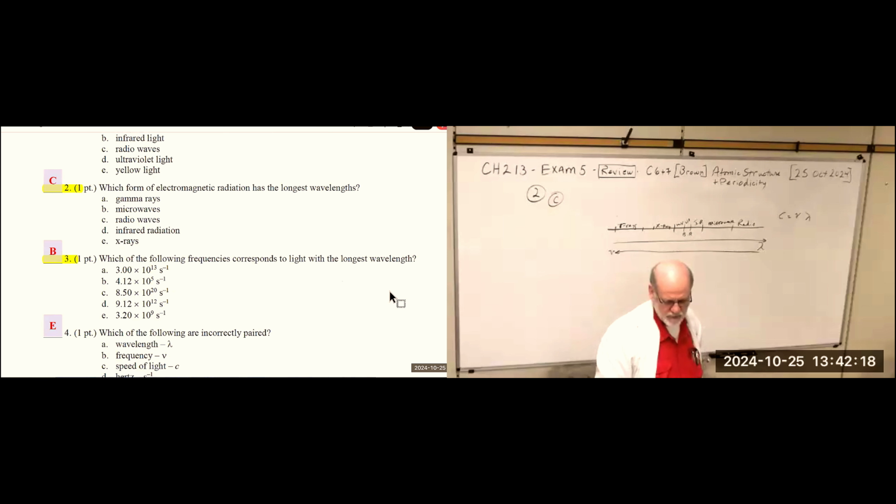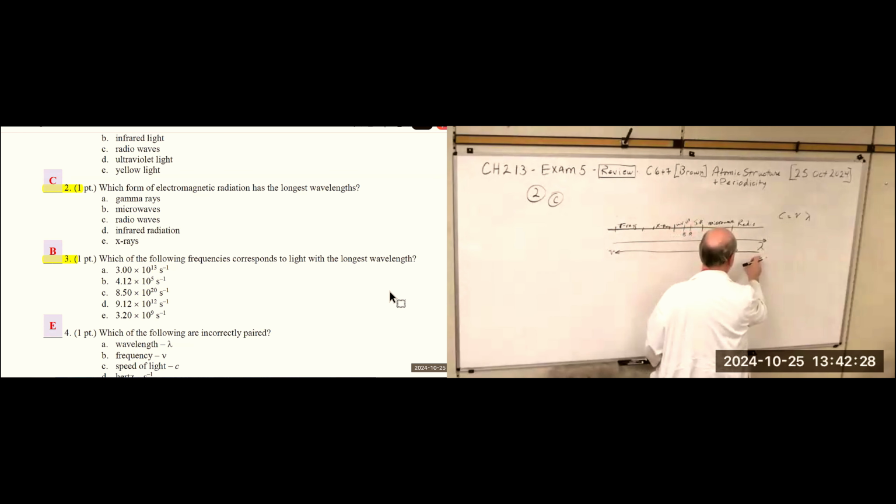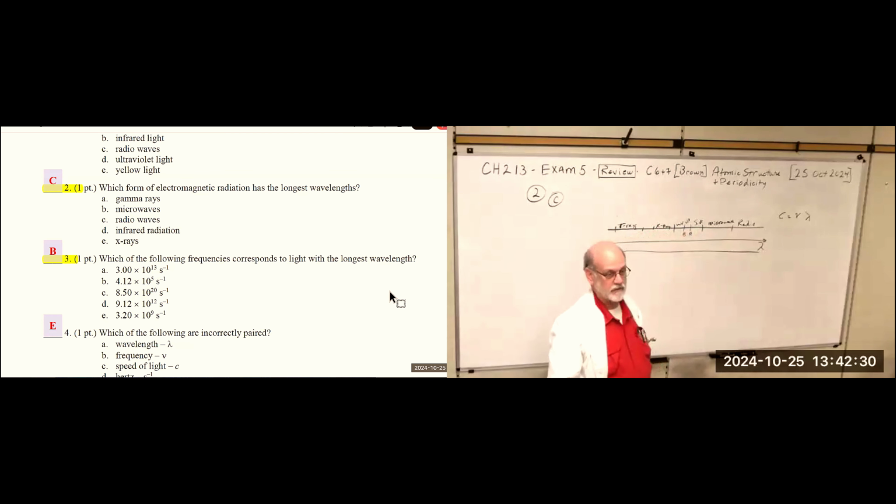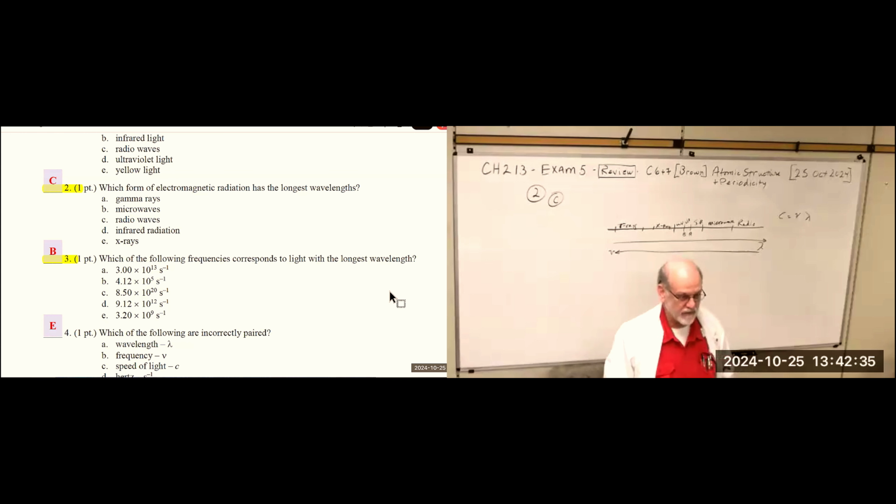Which of the following frequencies corresponds to light with the longest wavelength? All right, so the frequencies with the longest wavelength are down here. The smallest value of frequencies will give you the longest wavelength. So I would look at the powers of 10 first, and then only look at the coefficient if you need to break a tie. So let's see, we got 13, 5, 20, 12, 9. 5 seems to be the smallest one, 10 to the 5th. So that would correspond to the longest wavelength, B.